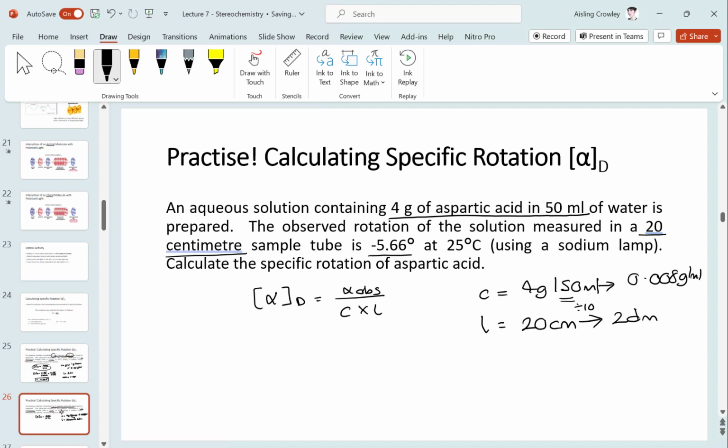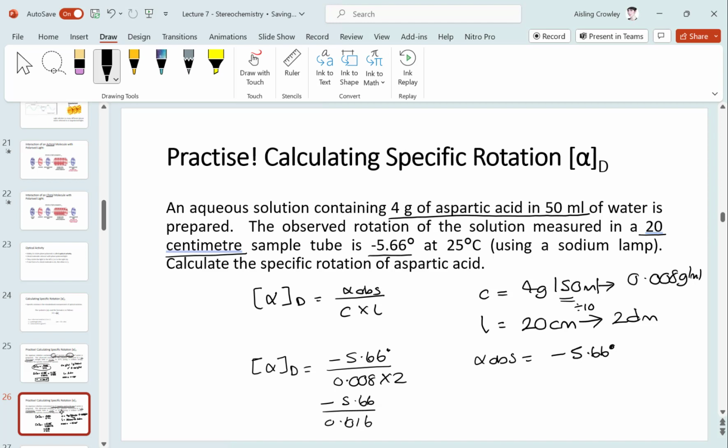Now I already know my alpha observed, we were told, is minus 5.66. Make sure you keep that minus value with you because it is important. It's specific to the enantiomer. So alpha D is equal to minus 5.66 degrees divided by 0.08 times 2. That's 5.66 divided by 0.16, which gives me a final answer of minus 35.4 degrees. So this is my answer here.